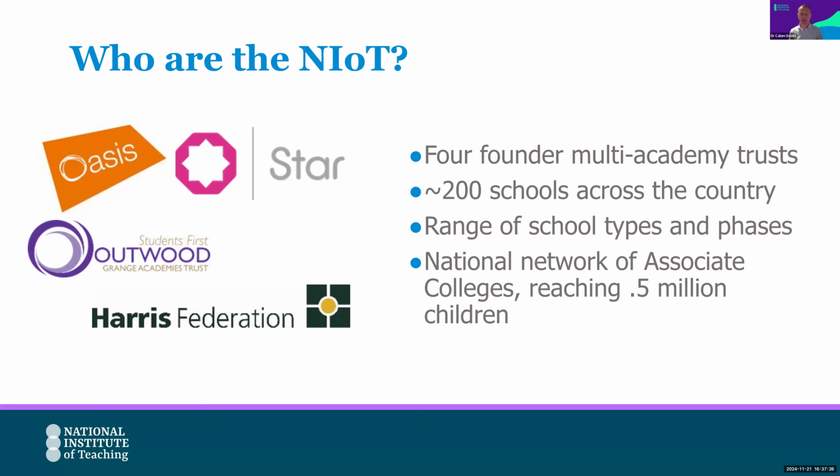And so they co-founded the National Institute of Teaching with the support of the British government. Those founding trusts have about 200 schools in total across the country, which includes primary schools, secondary schools, special schools, and other types of schools as well. And the National Institute of Teaching works with an affiliated network of what we refer to as associate colleges, which means that in total we are working with schools that serve about 500,000 children. So it's quite substantial. It's about 6% of all of the secondary schools in England.